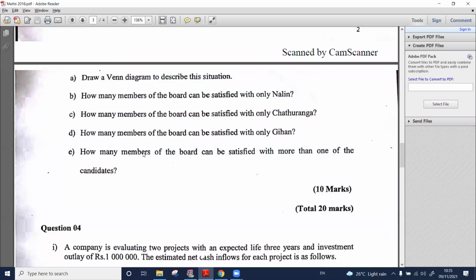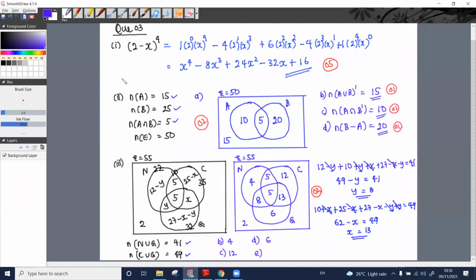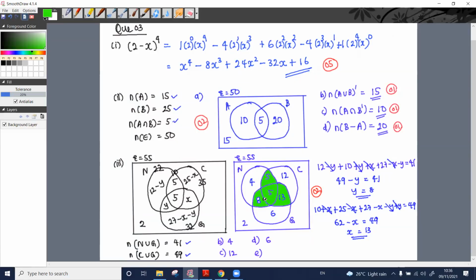And last one, how many members of the board can be satisfied with more than one of the candidates? More than one of the candidates. What is the region that they are referring to? More than one candidate, what is the region? They are referring to all this region. More than one. So what should be the answer?